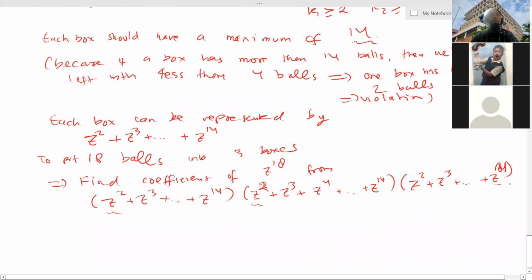And also, for example, to get 18, right? So 2 here, 3 here, and then 13 here. And so on. So you multiply them together and find the coefficient of z to the power of 18. Right. Any question?